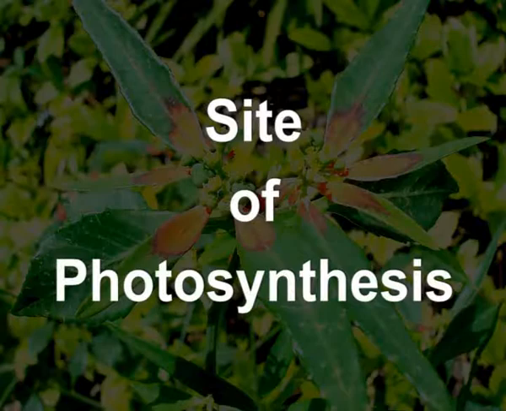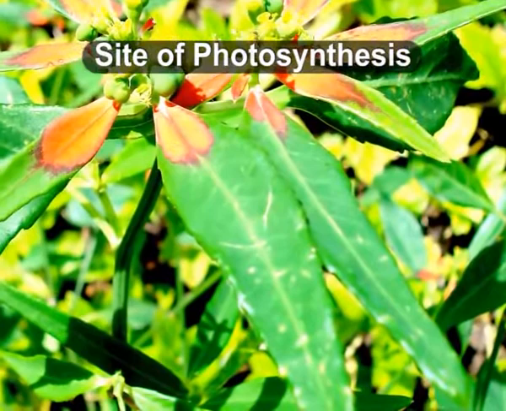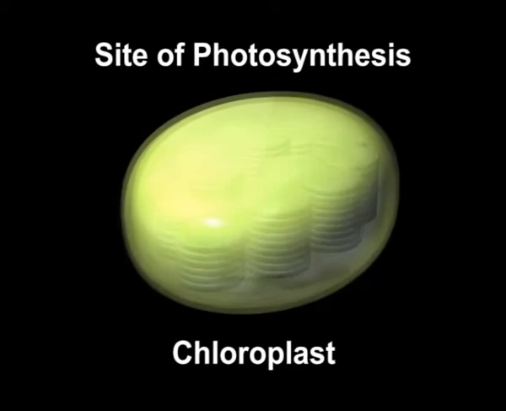Site of photosynthesis. Photosynthesis occurs only in the green parts of the plant. Leaves are the photosynthetic organs in plants and chloroplasts are more localized in the leaves. So, chloroplast is the organelle where photosynthesis occurs.